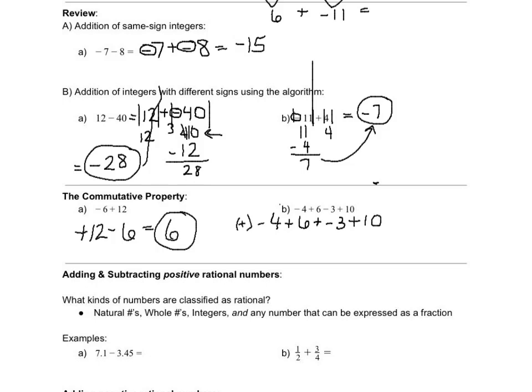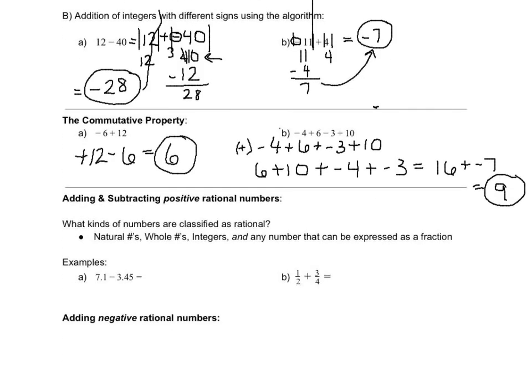So we can start with our two positive numbers, so 6 plus 10, and then we can fill in our negatives, plus a negative 4 plus negative 3. And there we can see that 6 plus 10 is 16, and negative 4 plus negative 3 is a negative 7. And then once we solve that, we see that our answer is 9. So again, moving those around just made solving our problem a little bit easier, being able to clump together those positive and negative numbers.